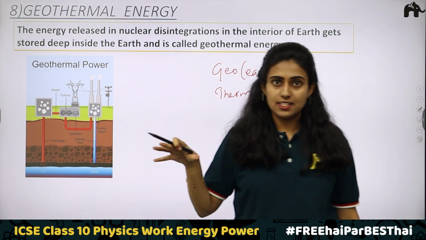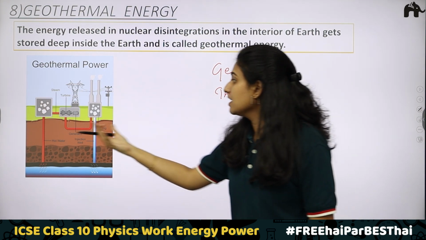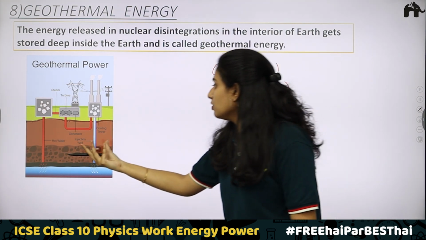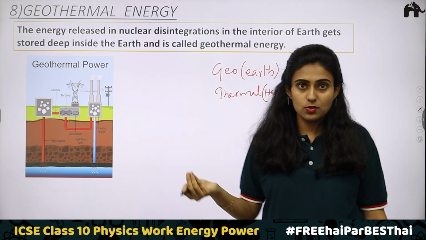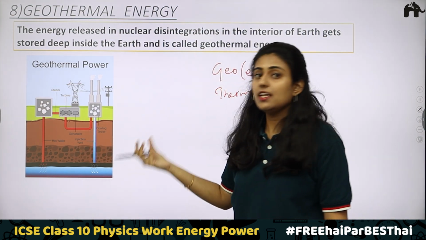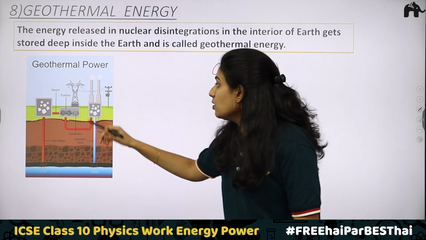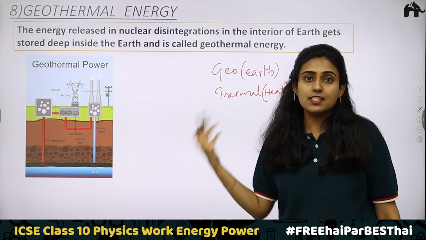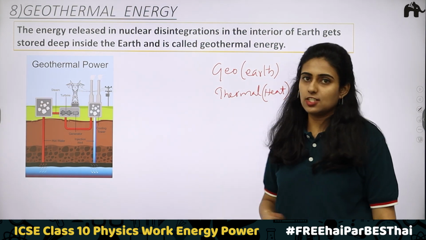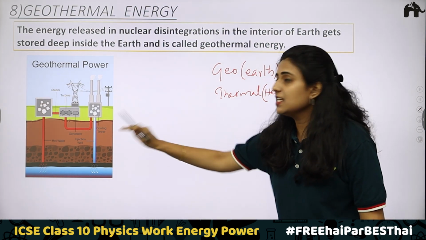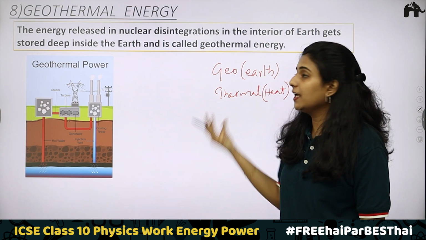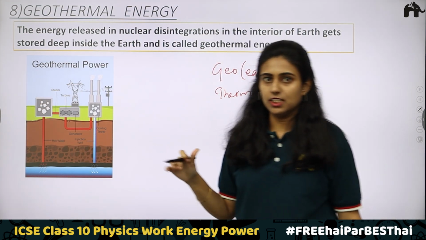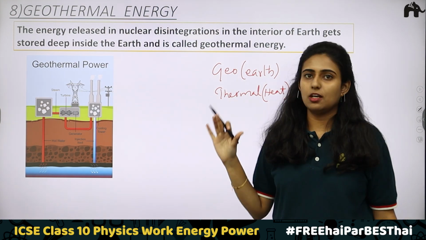Due to nuclear disintegration, what happens is the underground water gets heated up. Okay, the hot water then gets converted to steam and this steam can be trapped, drilled out and made to rotate the generators, and these generators can then produce electrical energy. In this process, steam is being used. Thermal, steam is related to heat. Underground is related to earth. So this energy is called geothermal energy.